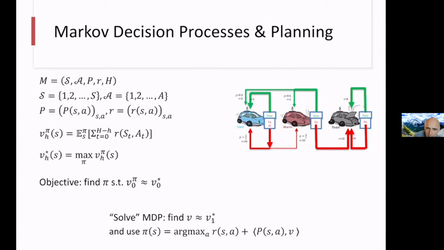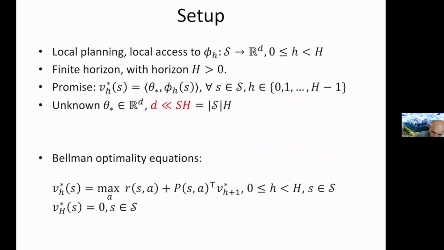And usually the way we think about solving this goal is that we can just solve for the optimal value function, which is going to be, for every stage, a function that assigns values to states, and then just do one-step look-aheads, these Bellman look-aheads, and then find out the maximizing action. So that's shown in the bottom here of the slide.